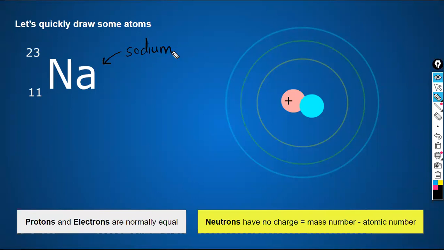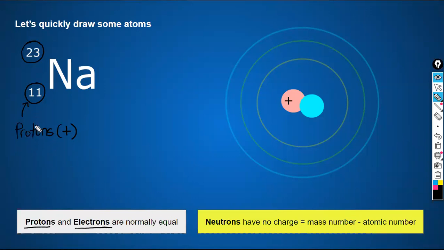Sodium is actually a metal, right? It's not a very hard metal like iron or copper, but sodium is a type of metal. So you will notice that it's written outside of the periodic table. It has a big number on top and a small number underneath. All right, so let's do some quick calculations here. The small number is the amount of protons. And the protons have what? A positive charge. Remember, protons and electrons are normally equal.